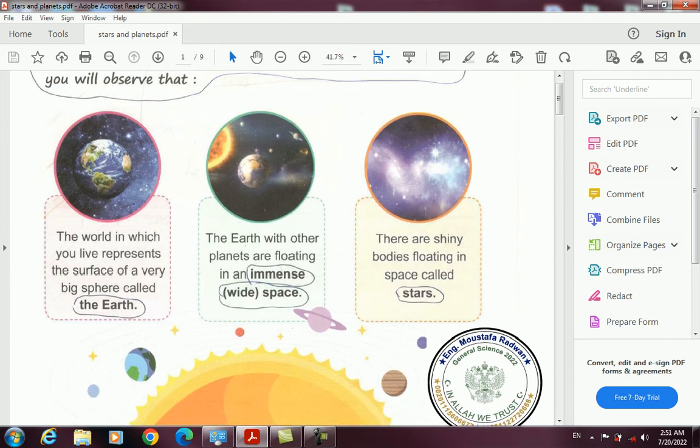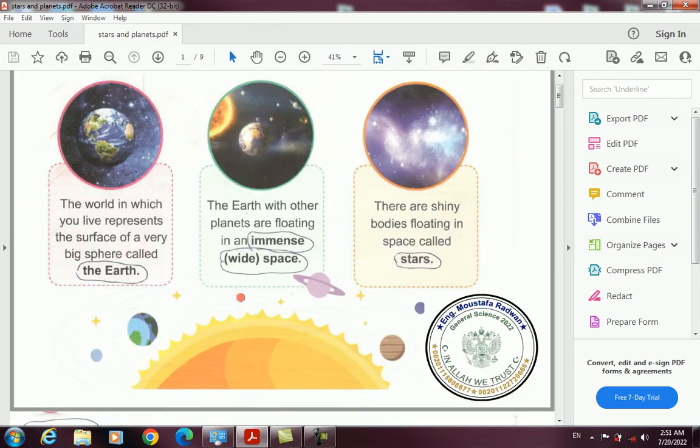The next three pictures. The very first one on the left: the world in which you live represents the surface of a very big sphere, so our world, and this sphere is called the Earth. Our Earth, along with other planets, is floating in an immense, wide space. The space is very wide, you cannot imagine. So you'll find our ball is not the only ball or sphere. Third, there are shiny bodies floating in space called stars.